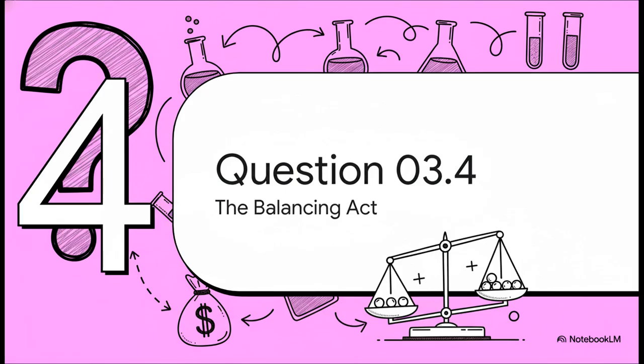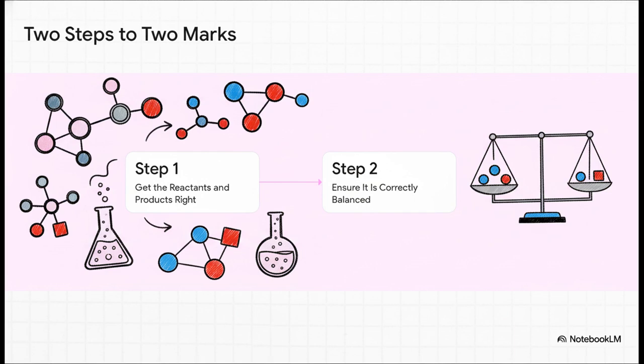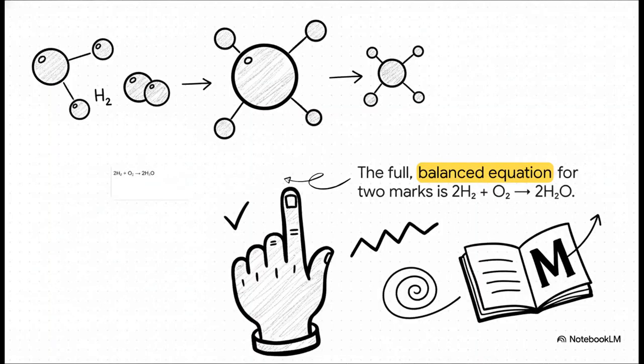Okay, on to the final part, question 3.4. Now this one is worth 2 marks, so the stakes are a little higher. It's all about writing and balancing a chemical equation. So, getting 2 marks for an equation like this usually comes down to 2 things. Step 1, you've got to correctly identify all the chemicals involved, your reactants on the left, your products on the right. And step 2, you have to balance it, making sure you have the same number of atoms of everything on both sides. And there it is, the perfect 2-mark answer.